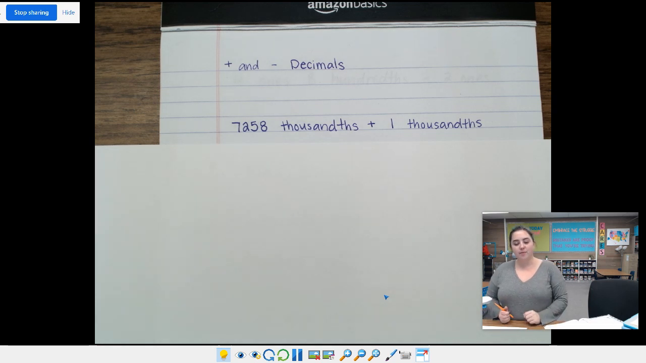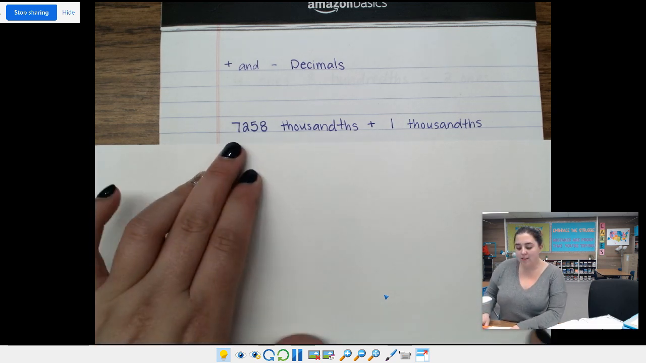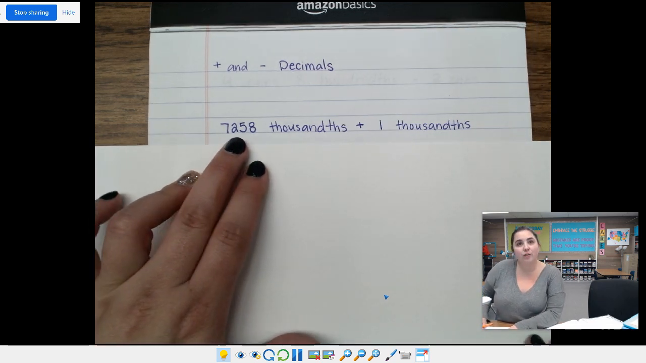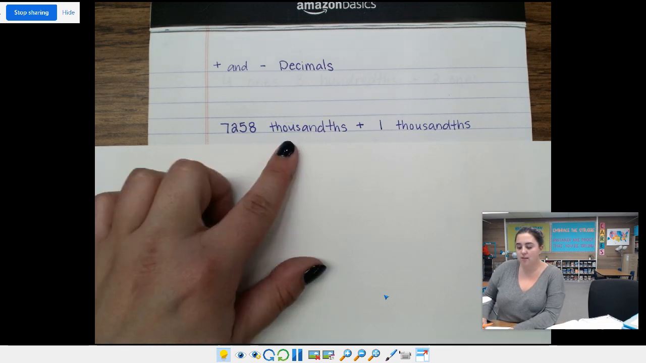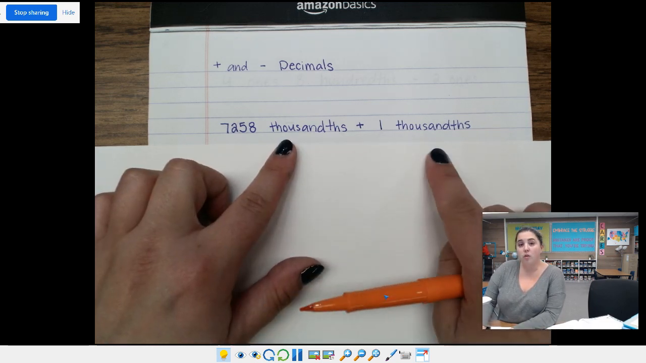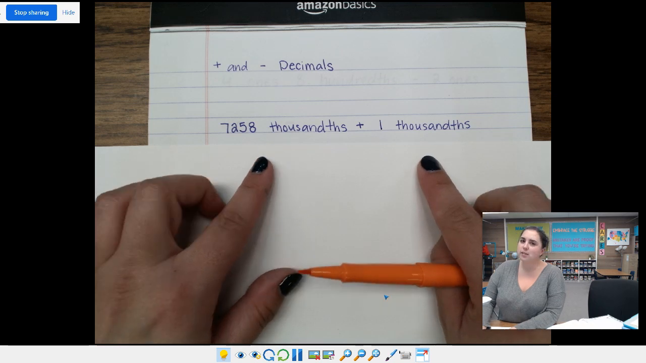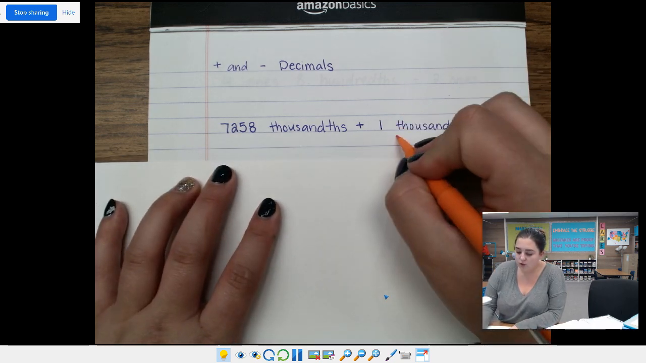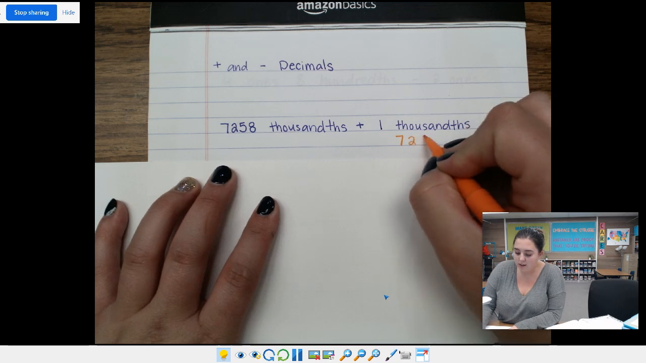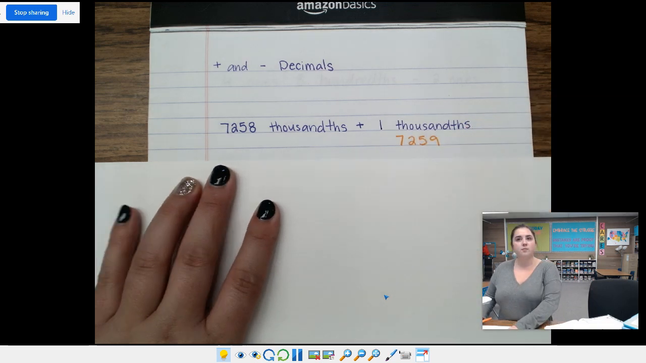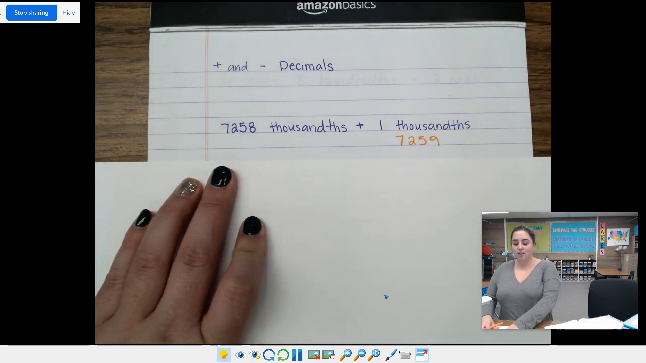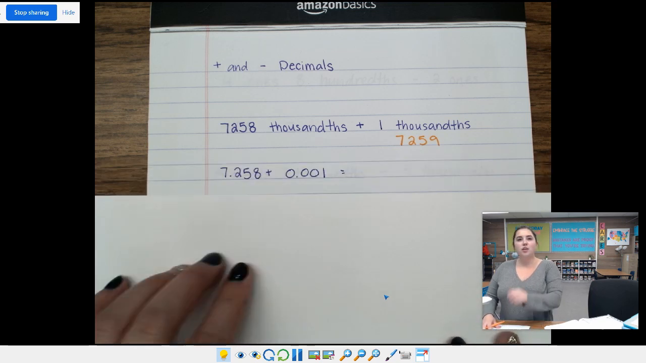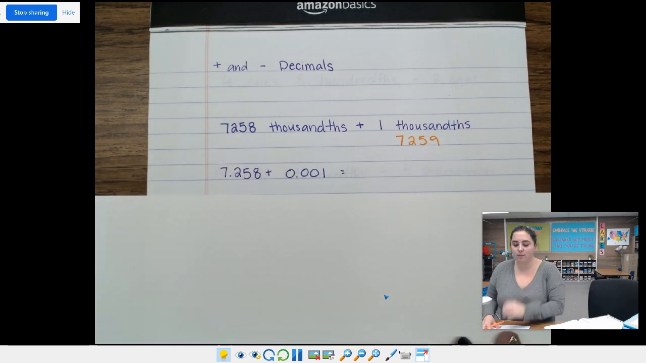First, starting with adding. So if you have 7,258 thousandths and you add one more thousandth, how many thousandths would you have? You should have 7,259 thousandths. What would that look like in decimal form?